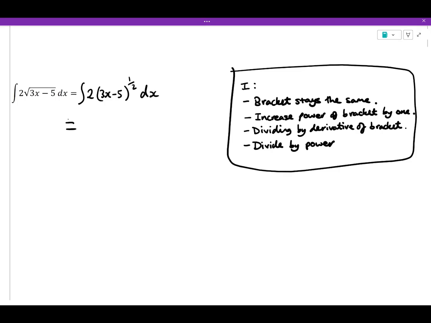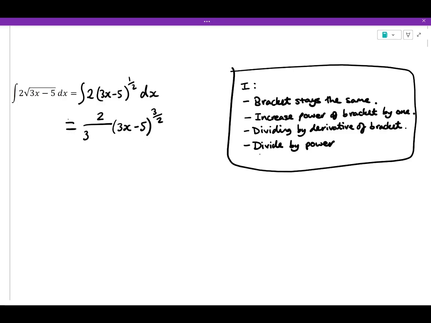If we follow the steps, it says bracket stays the same. So I'm going to write 3x, subtract 5, my bracket. Then it says increase the power of the bracket by 1. So we've got power of a half. So this is our first fractional power, but it works in the same way. We add 1 to it and we get 3 over 2 like that. It then says divide by the derivative of my bracket. So initially we had a 2 in front. So I'm going to divide that 2 by the derivative of my bracket, which we already did when doing our little check for our reverse chain rule. When I differentiated this, I got a 3. Okay, so I would write 3.